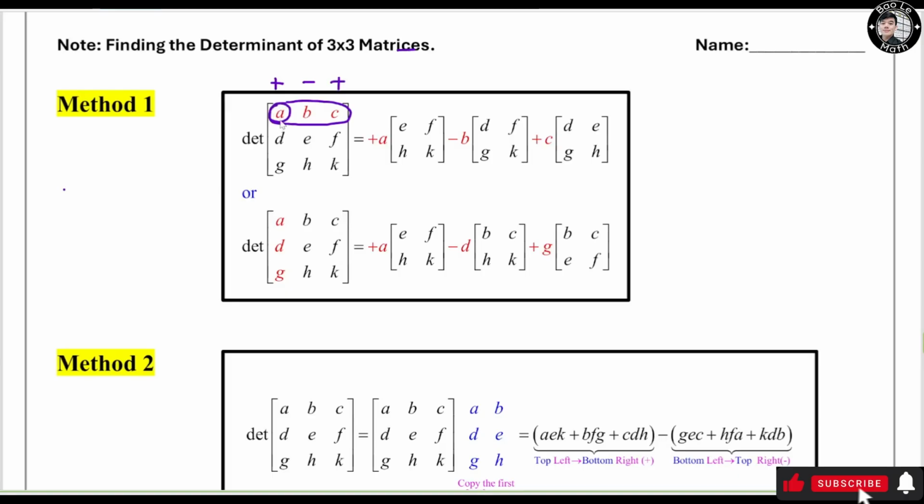You're going to cross out the intersection of the first row and first column. It's going to be this one, right? And then you're going to end up with this matrix right here. It's going to be plus A times this one.